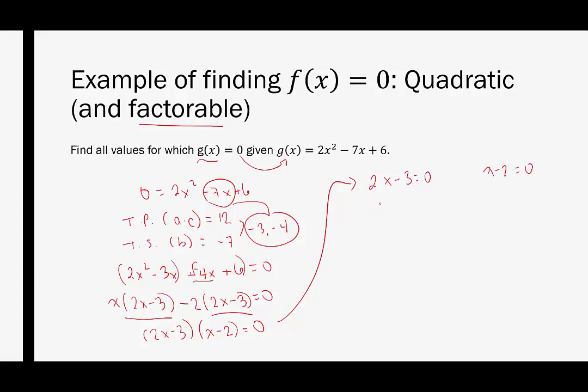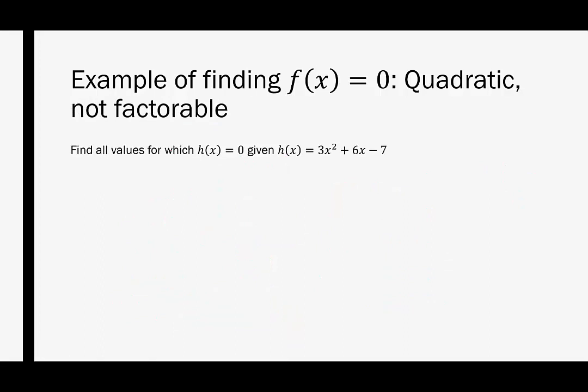If 2x minus 3 equals 0, then 2x is equal to 3, and x is equal to 3 halves or 1 1/2, whichever way you want to write it. I don't know why I put a comma there. And here we're going to add 2. We're going to get x is equal to 2. So this indicates we have two zeros or two x-intercepts. We can say x is equal to 1 1/2 or x is equal to 2.